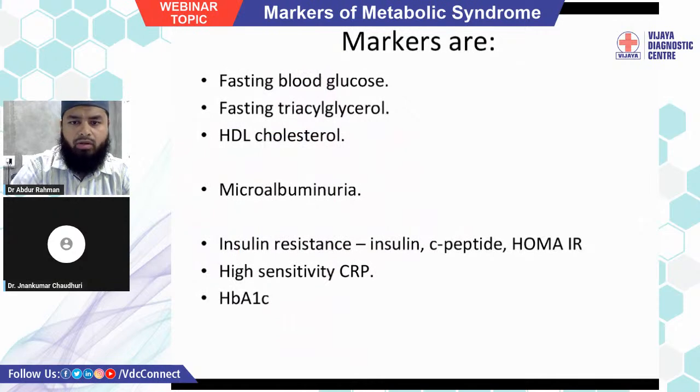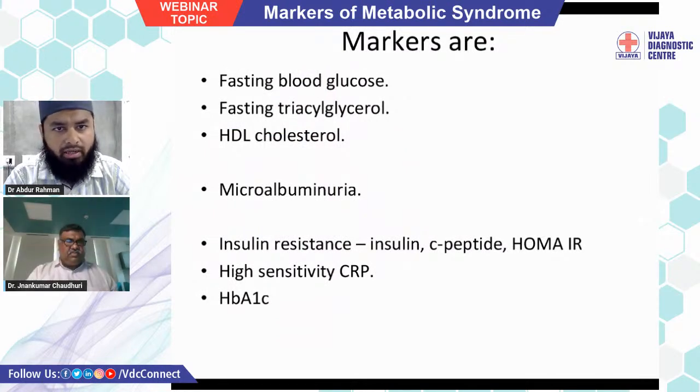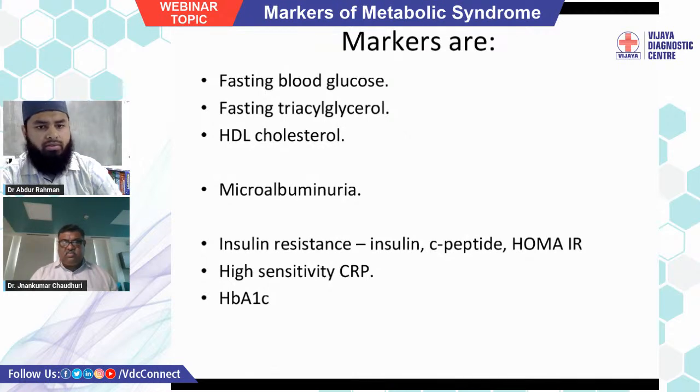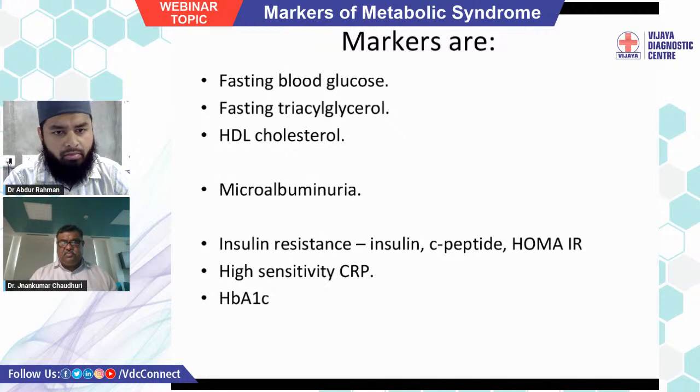Then we discuss the common markers like fasting blood glucose level, fasting triglycerol, and HDL cholesterol. We can use all these parameters for the diagnosis of metabolic syndrome. Fasting blood glucose will be high, fasting triglyceride will be high, HDL cholesterol will be low, and microalbumin will be there. If a patient is having vascular problems, due to renal vascular problems there will be microalbuminuria. That is one of the ways we can diagnose metabolic syndrome.